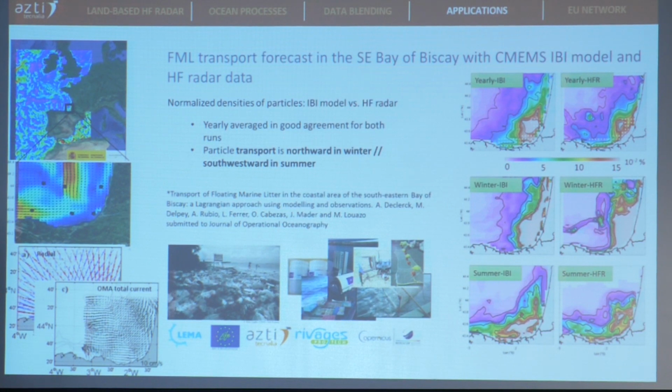So we've been using the radar data to validate, in terms of Lagrangian diagnostics, the simulation of the EV model, and that is what is shown here, where we can see the maps of integrated density of particles for all the periods, for the EV model and for the radar, and also seasonally, and how these plots are quite similar, validating the model to do some exercise to study scenarios of distribution and fate of marine litter.